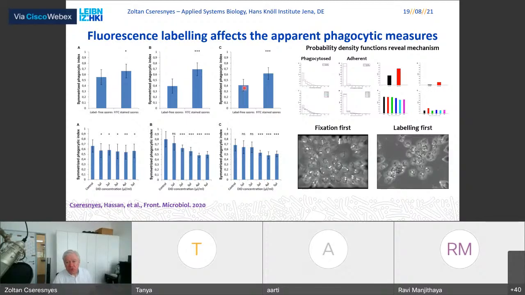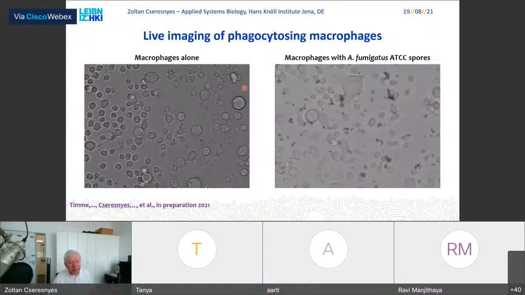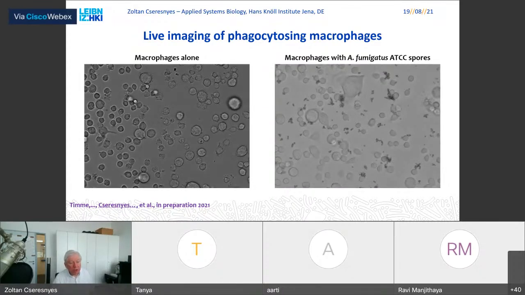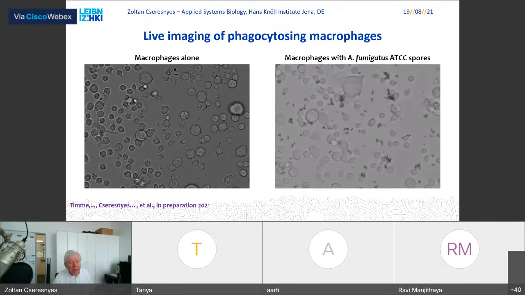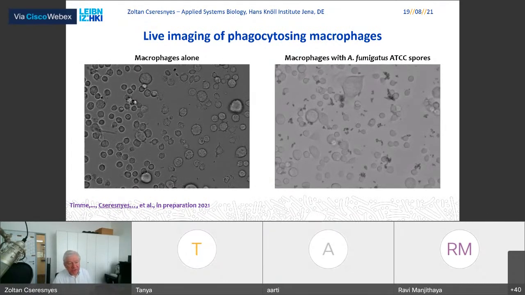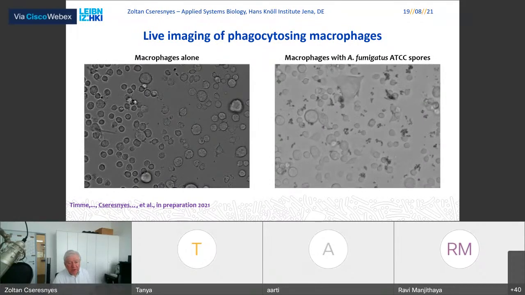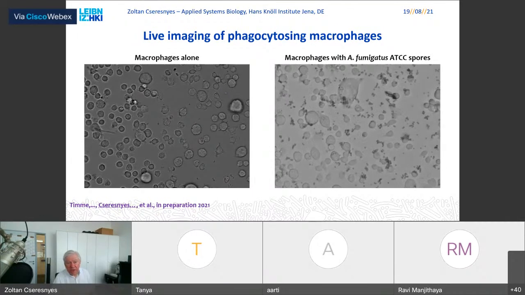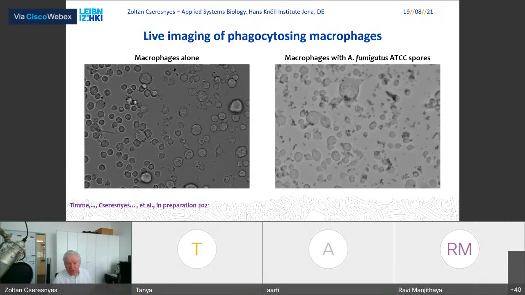fungi and macrophages without actually labeling. And for that, I would like to show you what these experiments look like when we carry them out in a petri dish. So what you see here is a 1 hour long recording at a confocal microscope, but in this case, we are just using transmitted light microscopy of macrophages sitting by themselves. Whereas on the right side, you see the same preparation, but now we have Aspergillus fumigatus added to the dish.